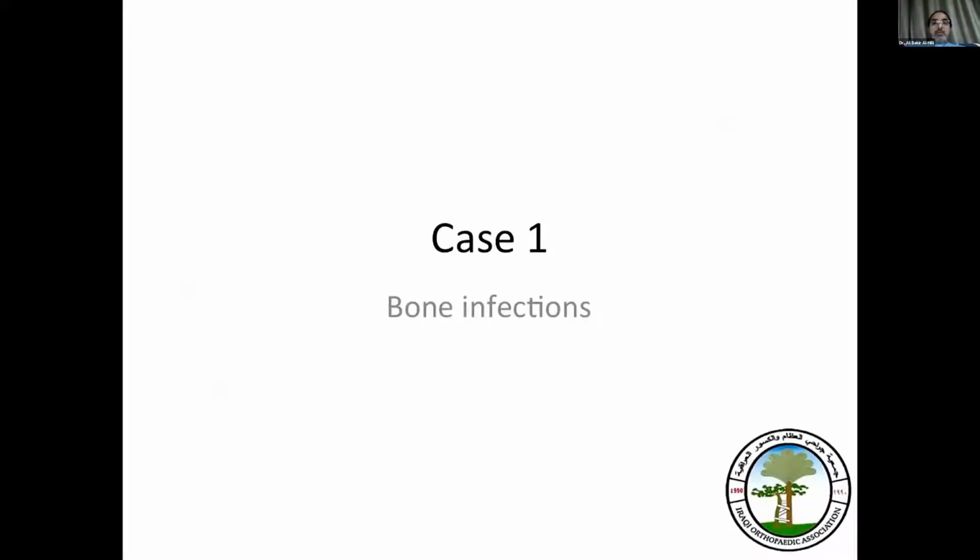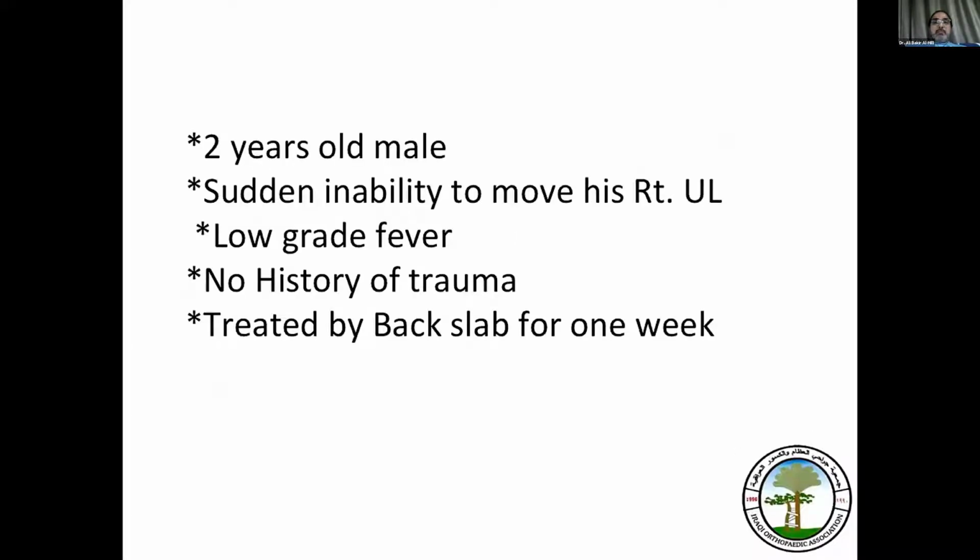Let us go very quickly through a few cases. The first one is bone infection. This is a 2-year-old male. He presented with a sudden inability to move his right upper limb. There is a low-grade fever. There is no history of trauma. He was treated by an orthopedic surgeon with a back slab for 1 week and told this is just a sprain or so.